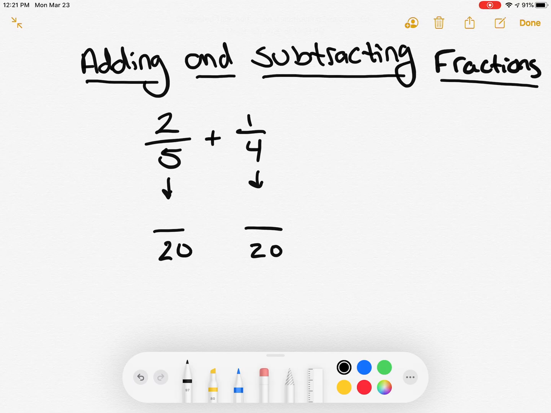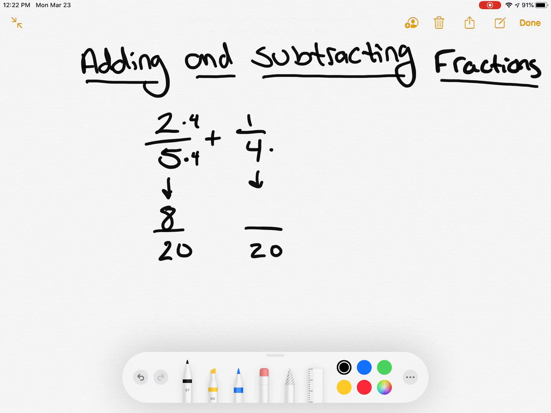So what I have to do is figure out what I have to multiply 5 times to get to that 20. So 5 times 4 gets me to 20, and so I need to multiply this 2 times that same number. The reason that we can do this is because if I multiply 2/5 times 4/4, that's the same as multiplying 2/5 by 1. So I might be changing the numbers in the fraction, but I'm not changing the value of the fraction. So 2 times 4 is 8, so I have 8/20, which is equivalent to 2/5.